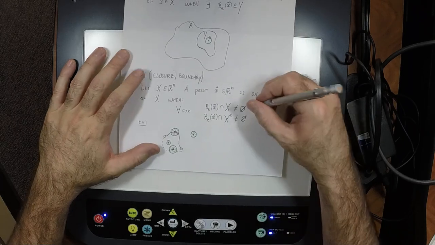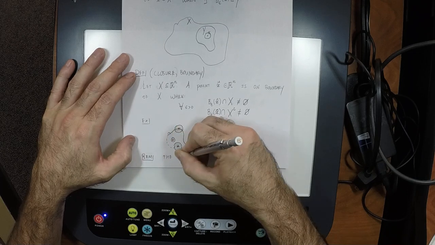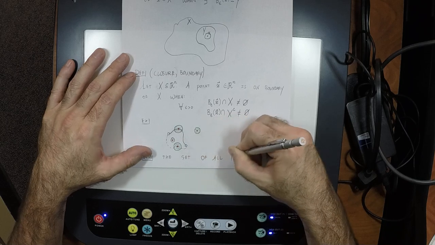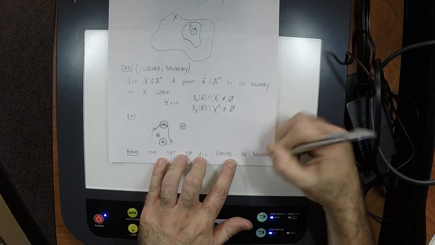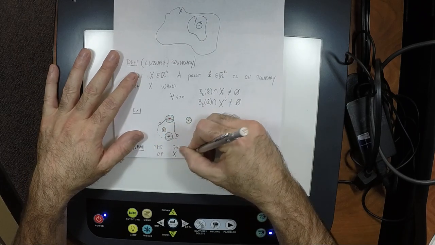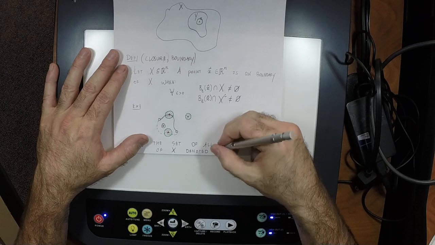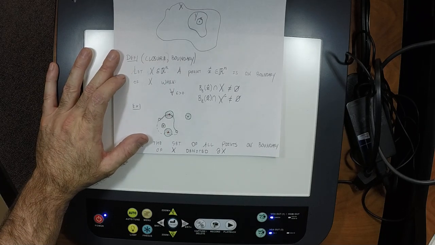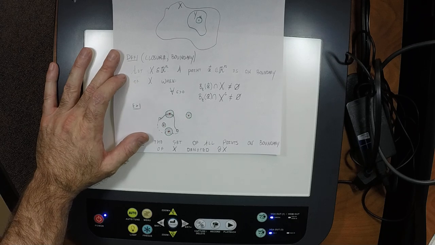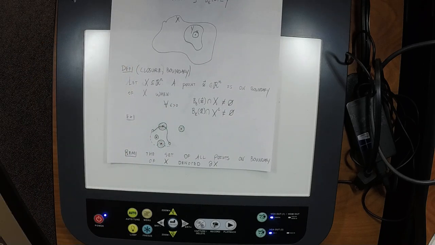So remark: the set of all points on the boundary of X is denoted, both fortunately and unfortunately, with the following symbol. Fancy d, X. Is that exactly the same d as the partial d from your previous calculus class? It is the same, one and the same symbol. Okay, but I'll forestall any discussion about why the same symbol is being used here. Okay, so that's the boundary.